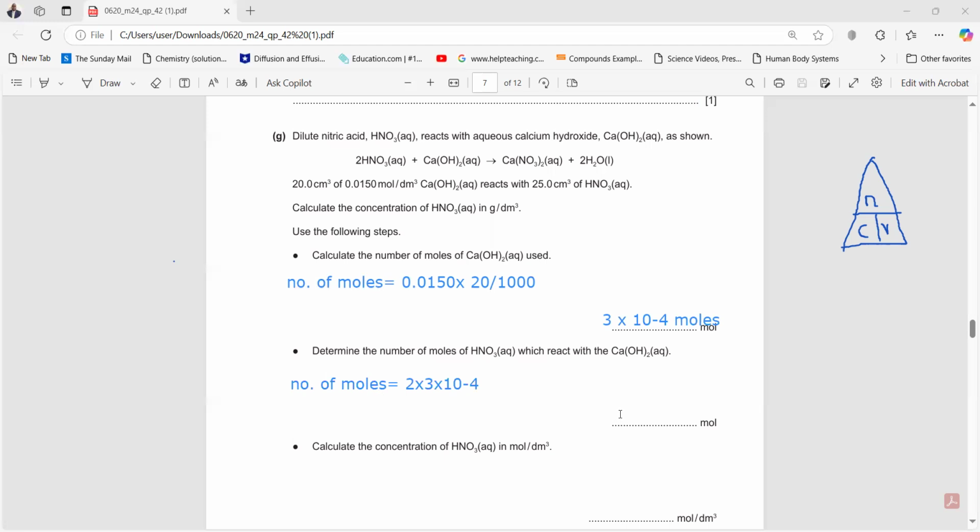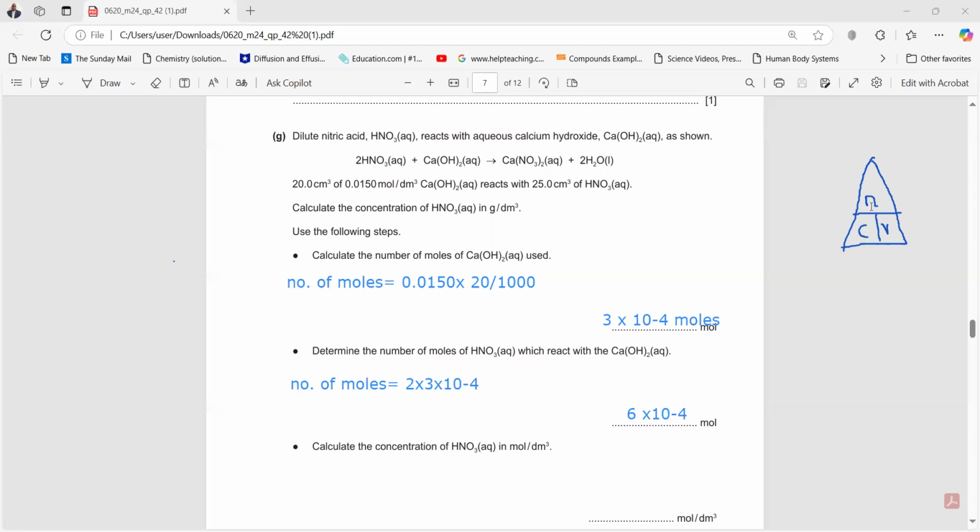And then our answer, we multiply that one by 2, it will simply be 6 times 10 to the power minus 4. That will be our answer there. So we have actually calculated now the number of moles of nitric acid. Now they're saying calculate the concentration. If you go here, you want to calculate concentration, right?